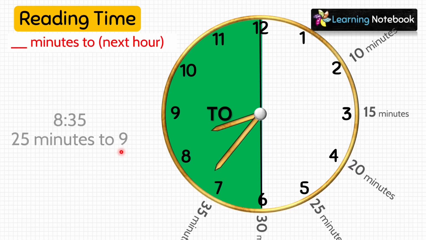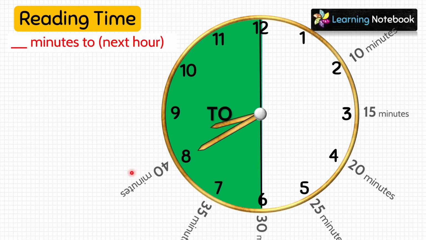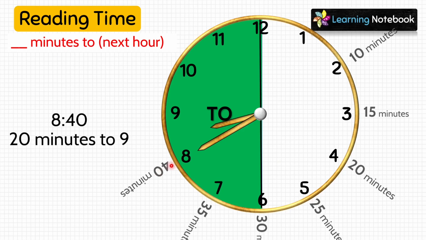Now when the minute hand moves to 8, 40 minutes have passed. And how many minutes are remaining to next hour 9? Yes, 20 minutes are remaining. So we read this time as 8:40 or 20 minutes to 9.